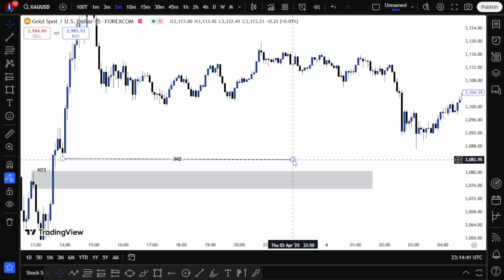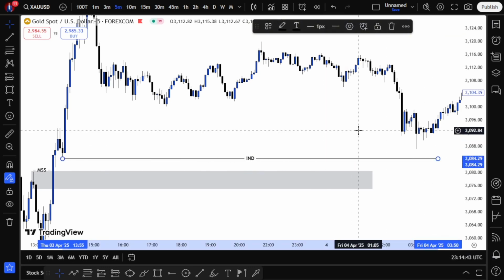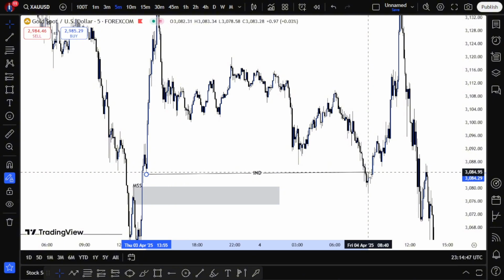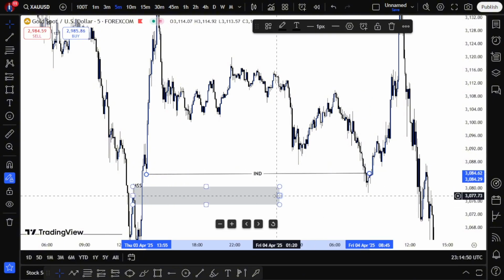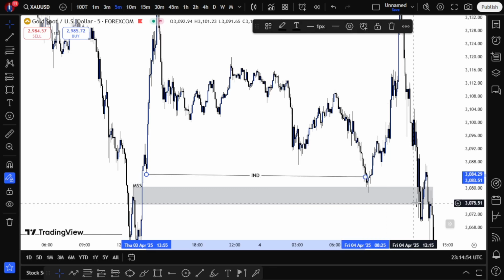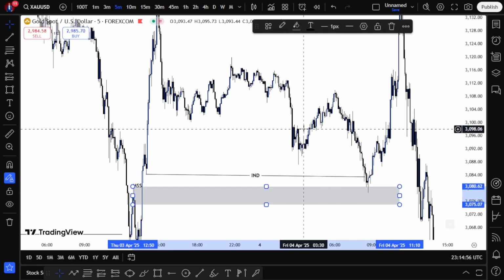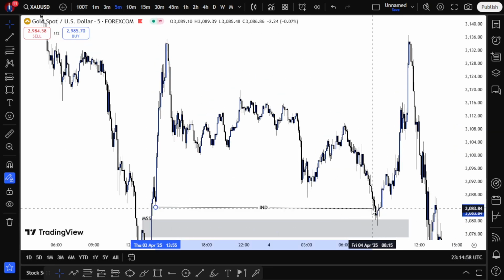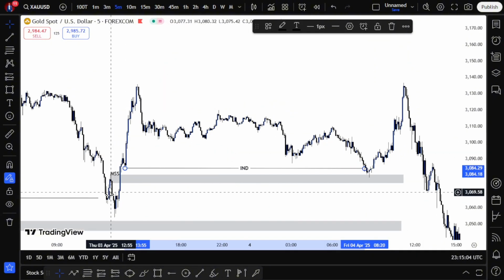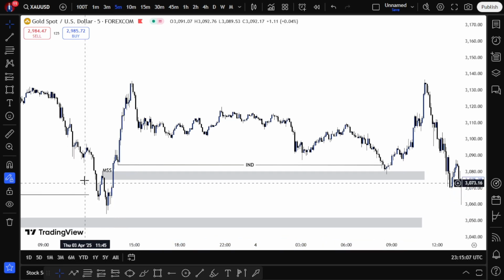So the market did exactly the way I anticipated. It just tapped into it, and it gave me exactly the confirmation I needed, and it went exactly to my target. So this is just a simple approach to trade using this particular strategy.